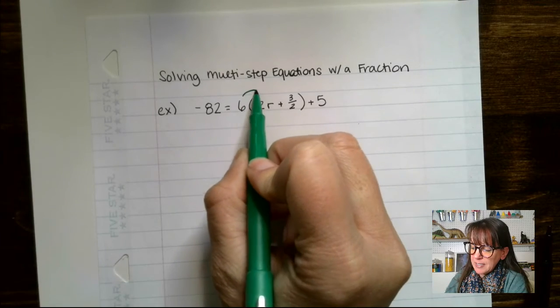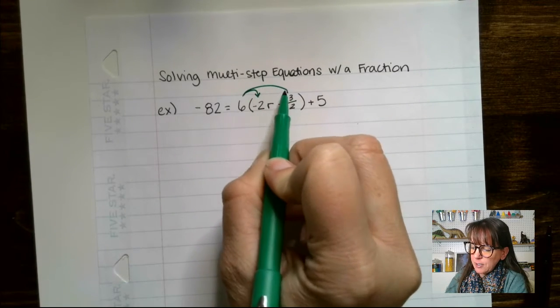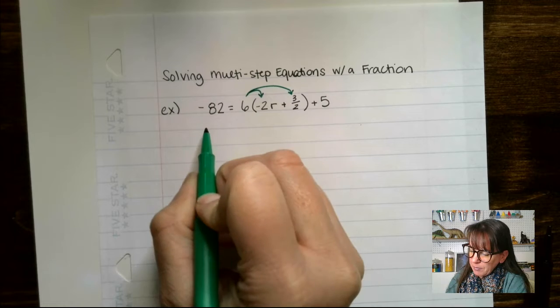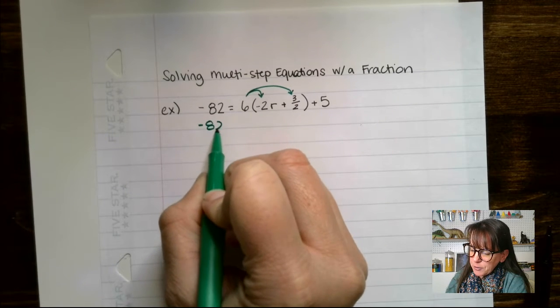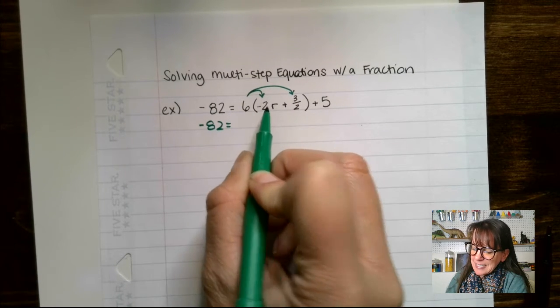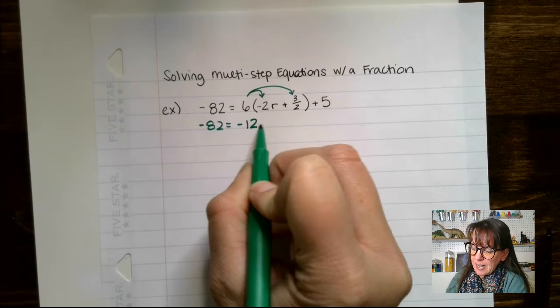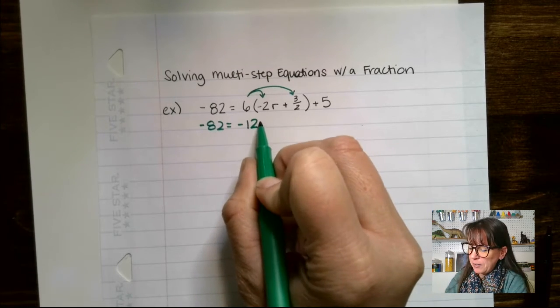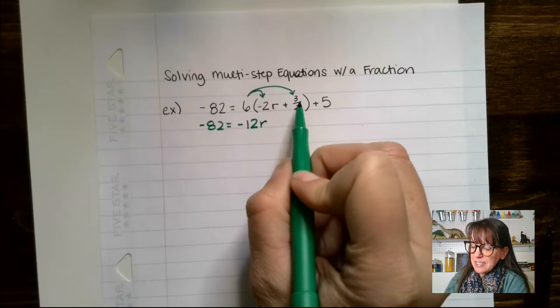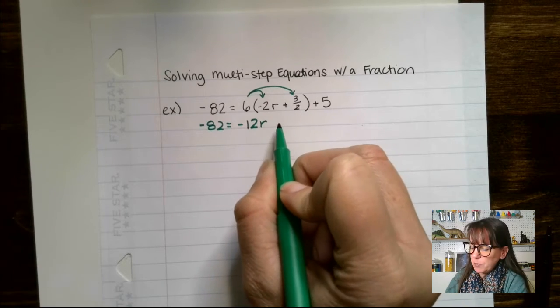The very first thing we're going to need to do is distribute that 6 to here and to here. So let's go ahead and rewrite this guy. Negative 82 equals 6 times negative 2r will give us negative 12r. Positive 6 times positive 3/2 will give us a positive.